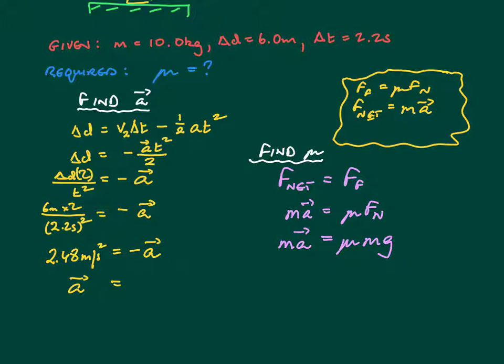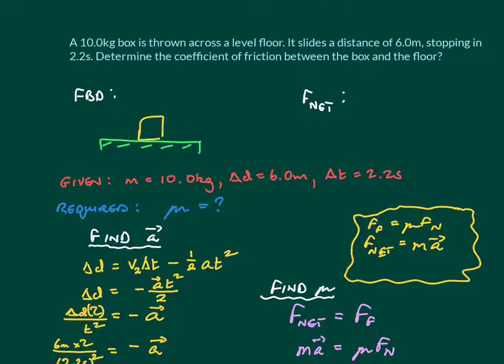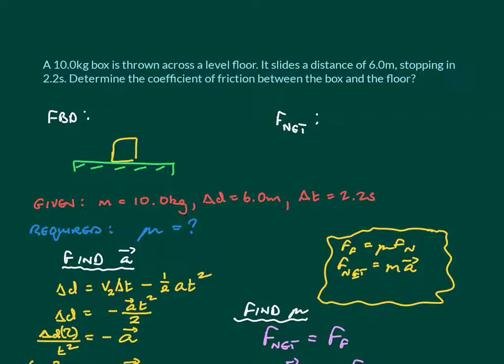Okay, I'm just going to look at one more example, maybe a little bit more of a difficult example. A 10 kilogram box is thrown across a level floor. That's very, very important, because after that point, we're talking about after it leaves the hand, it slides across the floor. It slides a distance of 6 meters, stopping in 2.2 seconds. Determine the coefficient of friction between the box and floor.